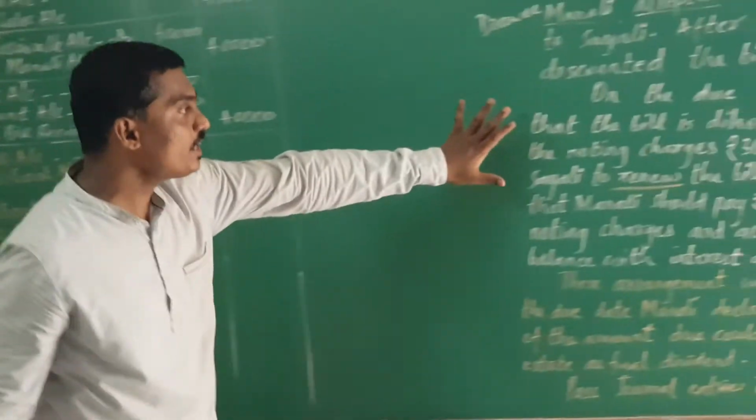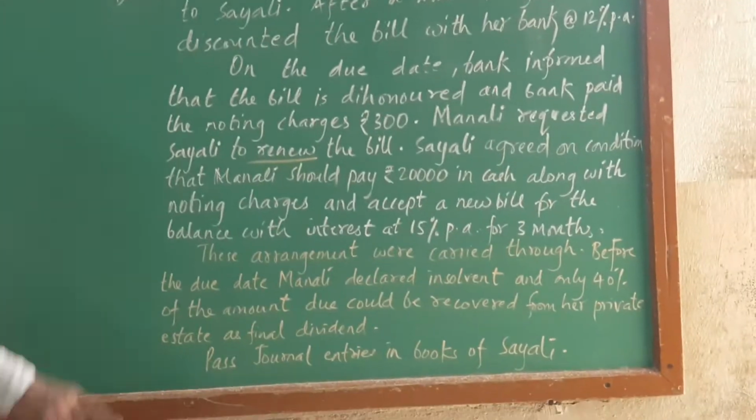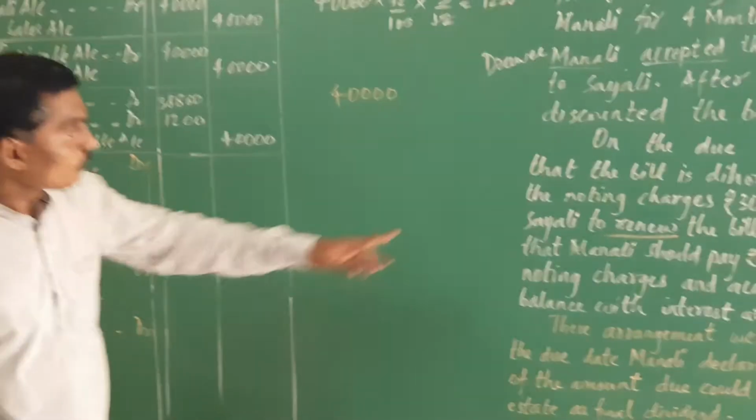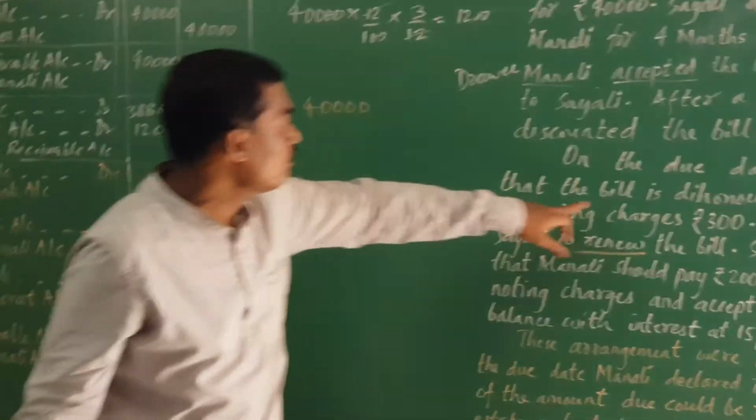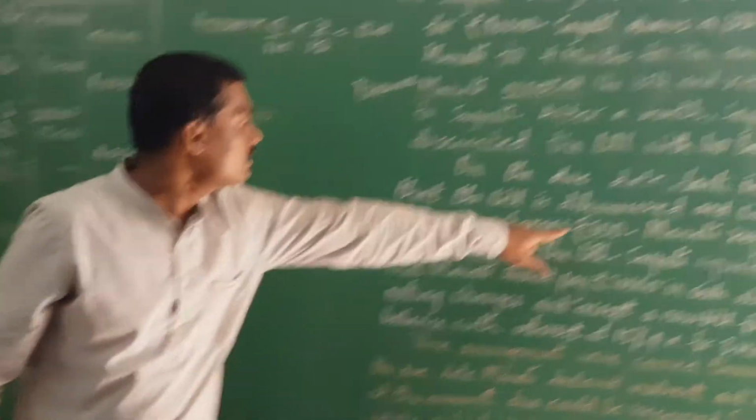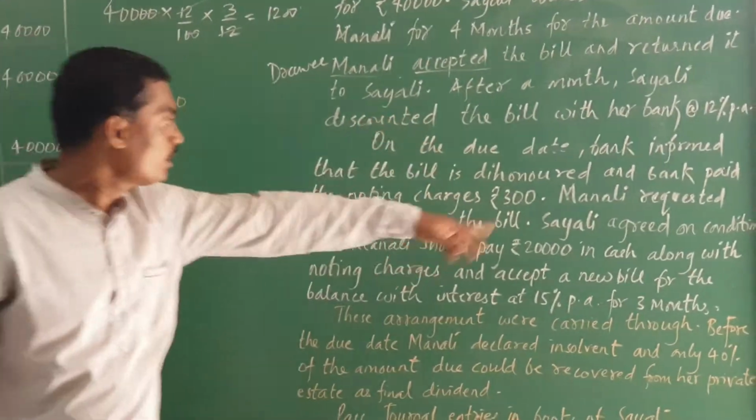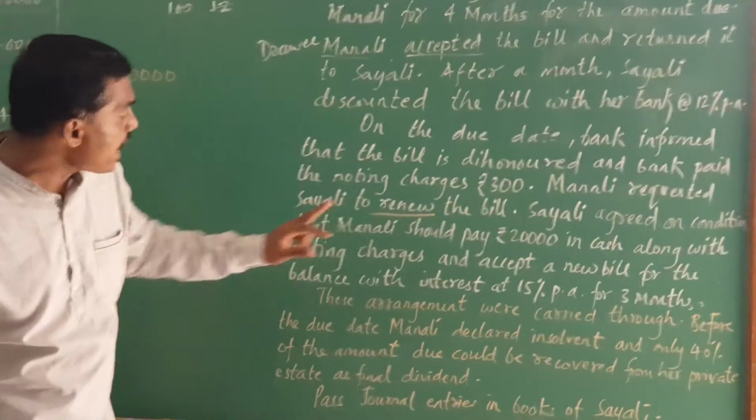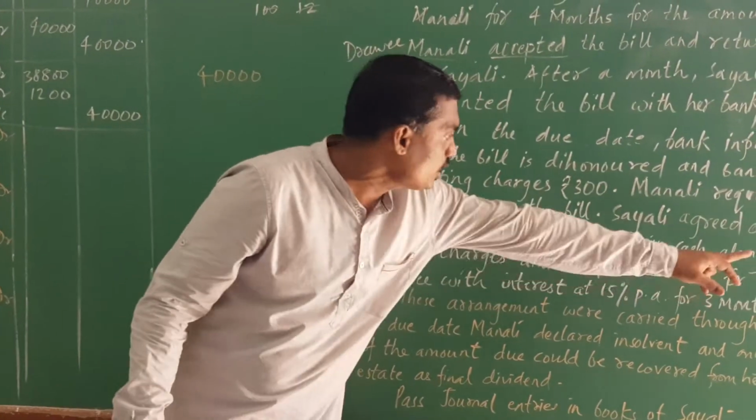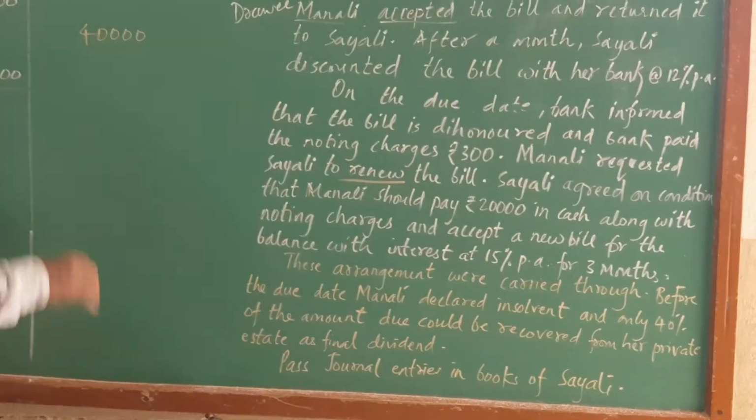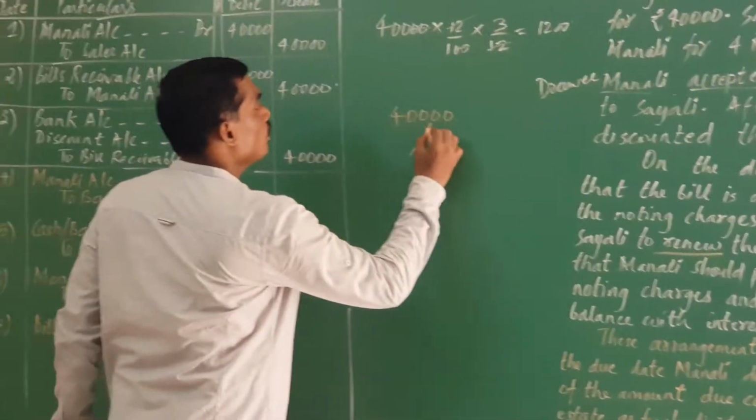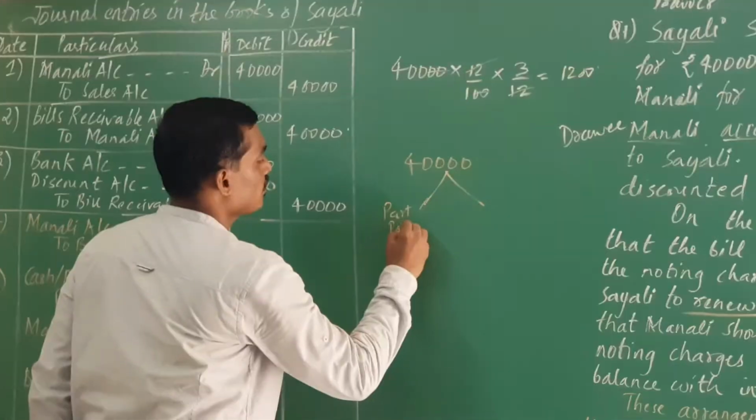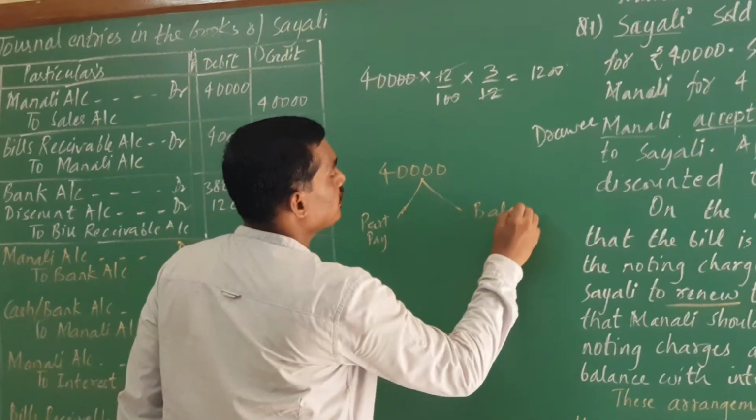So now we will calculate here what the amounts of these are. See, now the bill is of rupees 40,000. Okay, so on the due date the bank informed that the bill is dishonored and the bank paid noting charges. So noting charges are 300. Manali requested Saili to renew the bill. Saili agreed on the condition that Manali should pay 20,000 in cash along with noting charges. See now, what is happening? So part payment. We have to calculate the part payment and we have to calculate the balance, meaning the new bill.